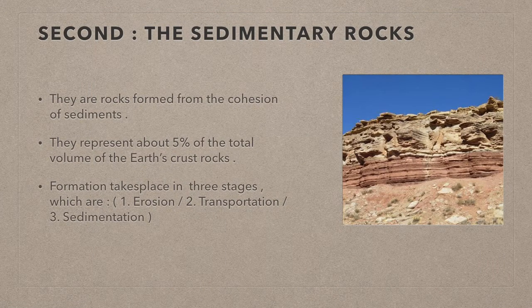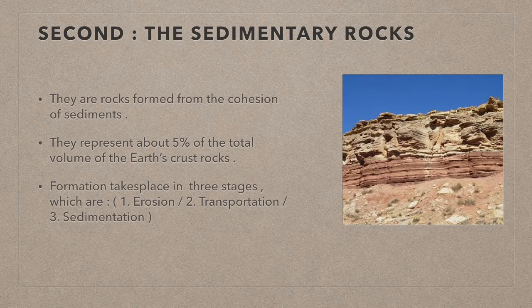The second type of rocks is sedimentary rocks. They are rocks formed from the cohesion of sediments. They represent about 5% of the total volume of the Earth's crust rocks. They form a thin cover that covers about 75% of the surface of the Earth's solid mass. Formation of sedimentary rocks: the water currents of seas and rivers transport the particles of rocks and deposit them above each other in the form of layers.